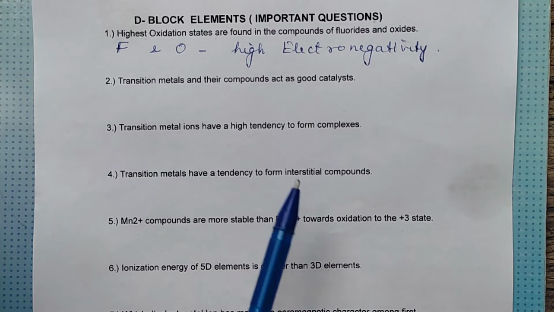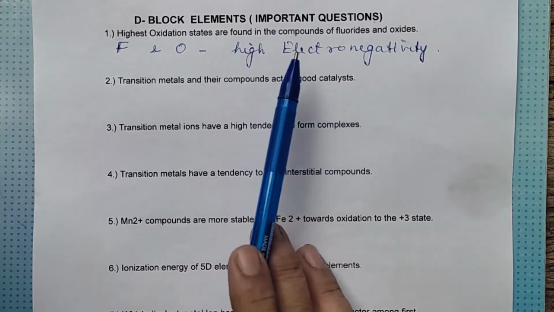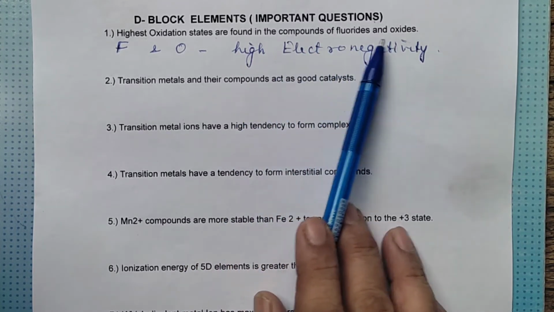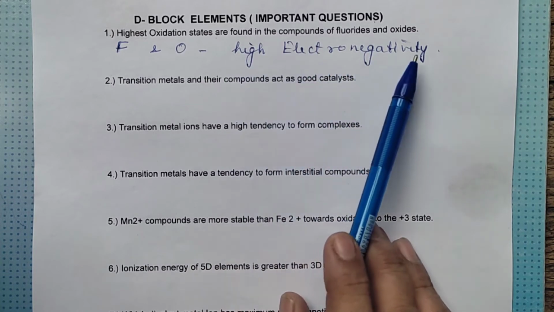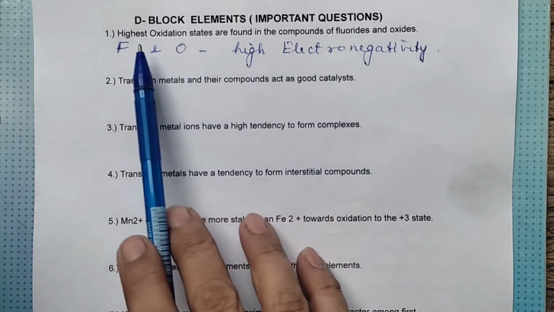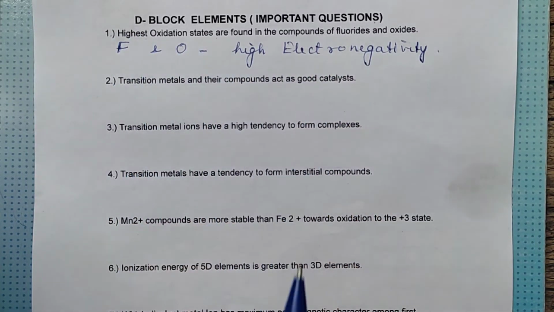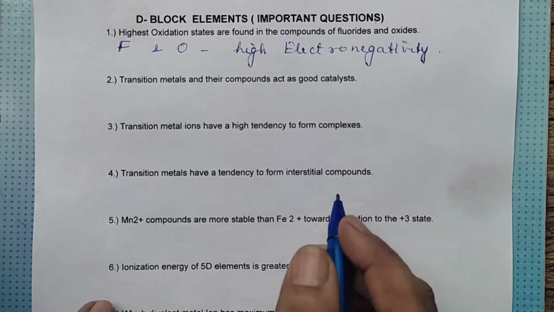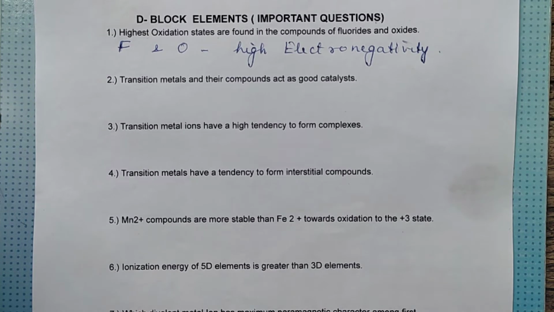There is no other point to be included in this. Okay, so only this is enough because fluorine and oxygen are highly electronegative elements. D block elements, they show higher oxidation state only with fluorine and oxygen. Okay. Next one.